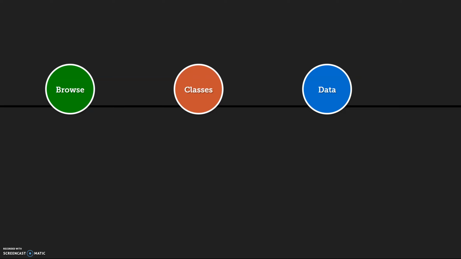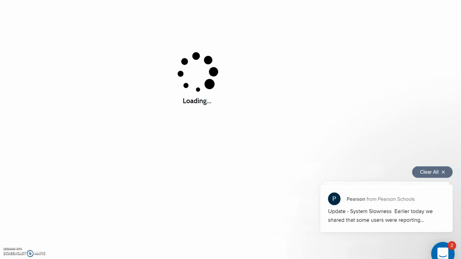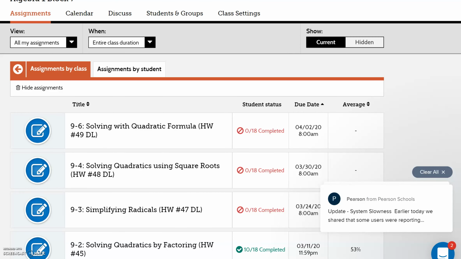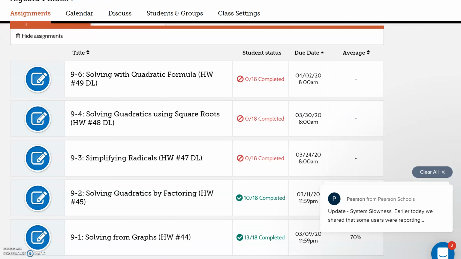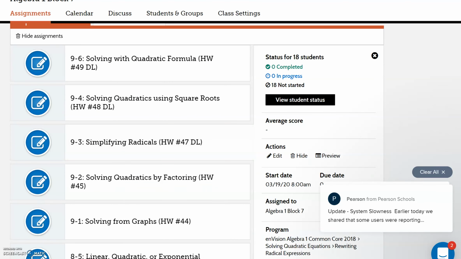If I can get it up here. This is a recording for blocks 7 and 4. So just so you're aware, we are on 9.3, simplifying radicals right here. That's the one that I want you to be working on right now as part of this unit.